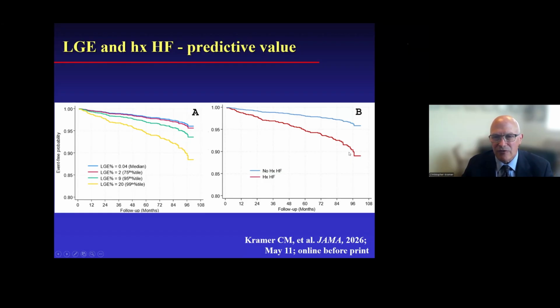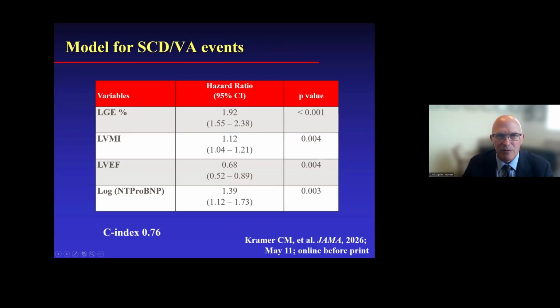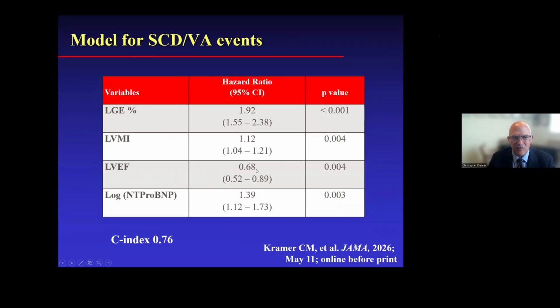This is the graph of presence, or the binary graph, for history of heart failure or no history of heart failure. In terms of predicting the primary outcome, you can see history of heart failure is an important predictor. Turning to the model for sudden cardiac death and ventricular arrhythmic events, the four risk factors that fell out included, again, LGE percentage, left ventricular mass index, now LV ejection fraction rather than LV end systolic volume index.